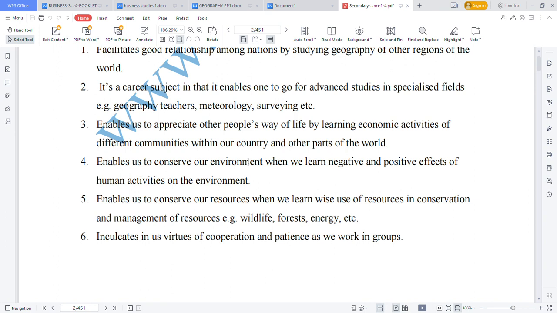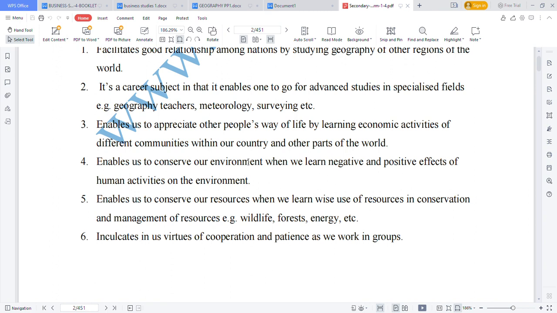The next one is it enables us to appreciate other people's way of life by learning economic activities of different communities within our country and other parts of the world. So geography enables us to appreciate how people live by simply learning the economic activities of different communities within our country and the world.